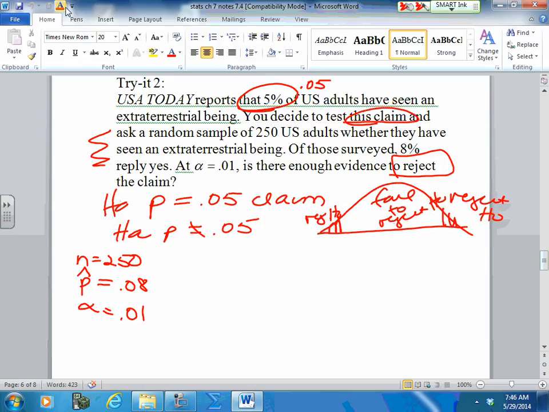Now, your formula, we're going to find your cutoff, your critical values. What you get? Oh, your critical values? Negative 2.58 and 2.58. Thank you. Okay, and we got that because we took this.